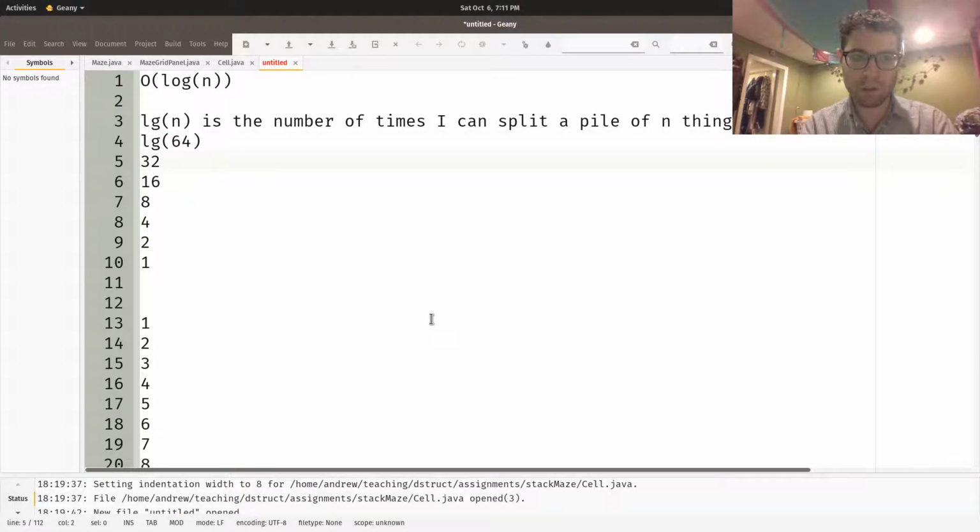64 to 32, that's 1, 2, 3, 4, 5, 6. So we split this in half 6 times, right? Yes, there's 7 lines, but we split it in half 6 times until we could get to 1, and then we can't split 1 in half anymore. I can't take a whole thing and turn it into half without defeating the purpose of this exercise. So I'm going to say that it's 6.